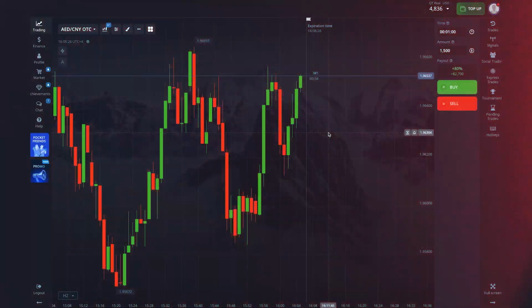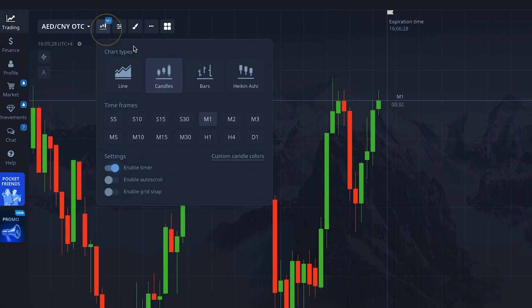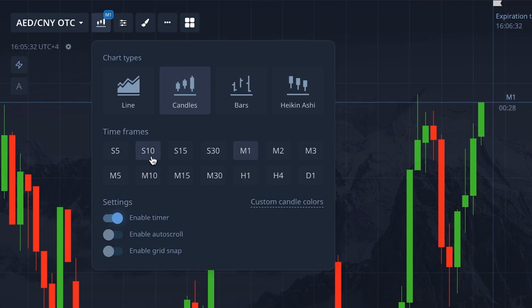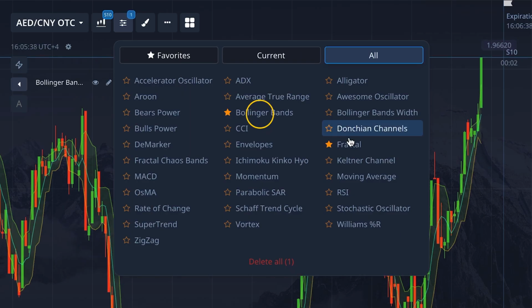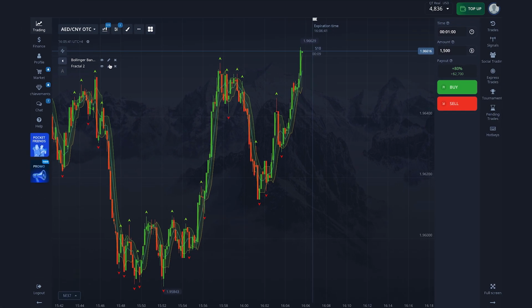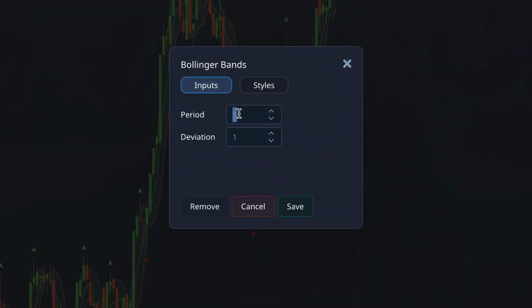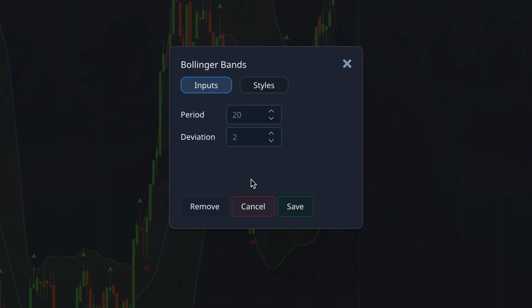Let's get started. First, let's prepare the tools for work. I set classic candles, time frame, 10 seconds. Go to the Indicators tab and select Bollinger Bands and Fractal. Let's configure Bollinger Bands. Set the period to 20. Set the deviation to 2.